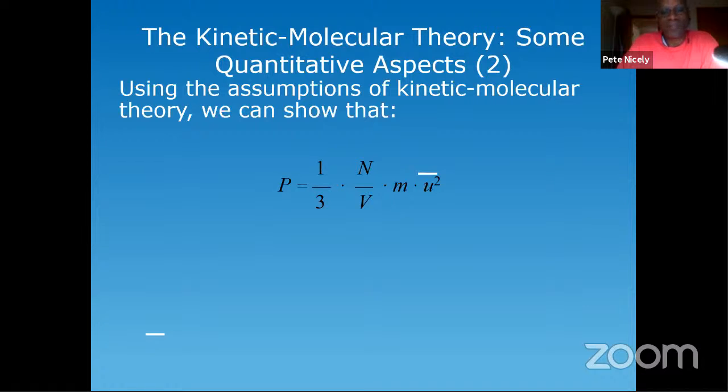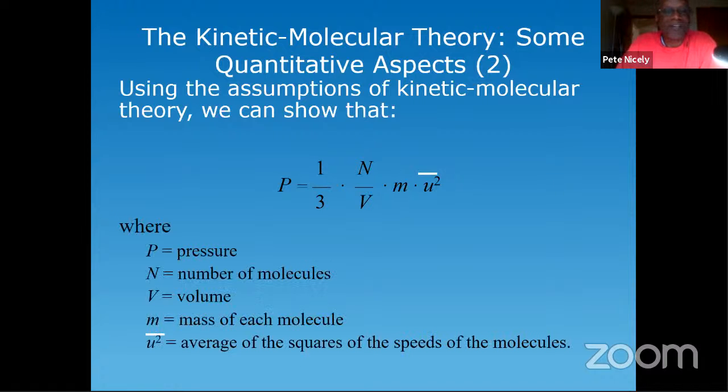Now, based on those assumptions, and I won't go into the math of this, I remember doing this when I was a student, and that's because I minored in physics. In physics, we had to learn how to do this. You can actually derive an equation which looks like this, right? And this equation basically shows you the relationship between the pressure exerted by a gas particle and some other terms. And this equation is directly derived from the assumptions of the kinetic molecular theory, right?